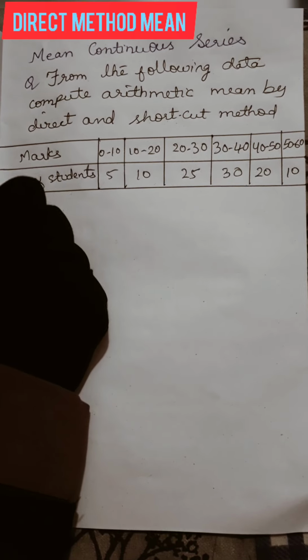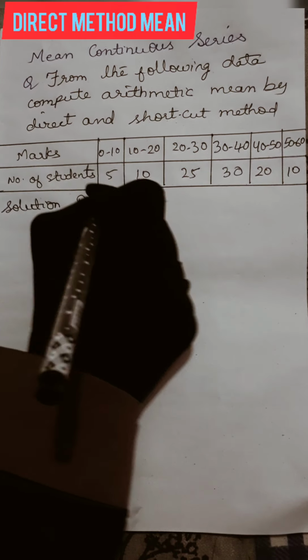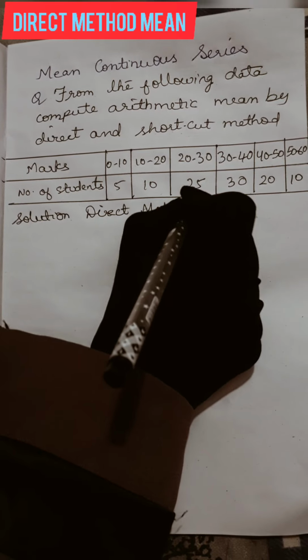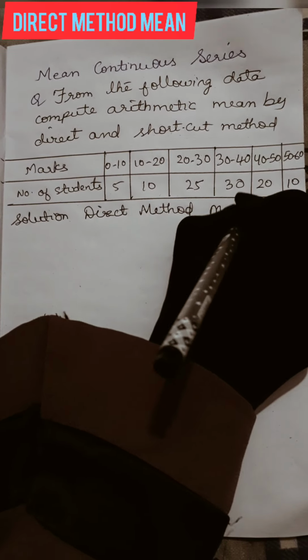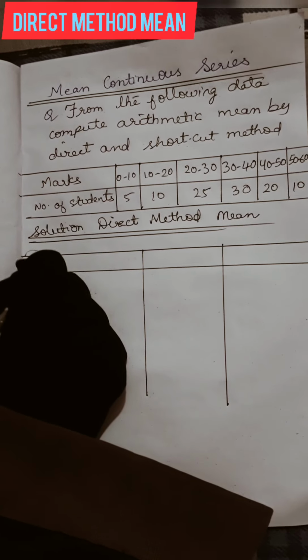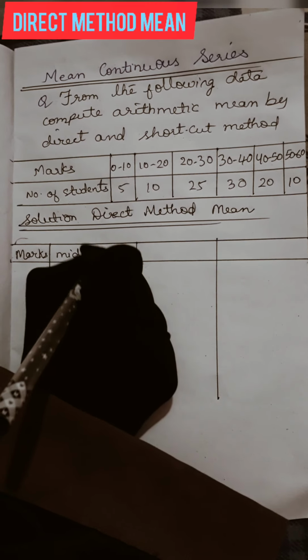0 to 10, 10 to 20 is the identification of continuous series. Direct method mean formula is mean is equals to sigma fm by n. Keeping the formula in mind, here I am preparing a table.